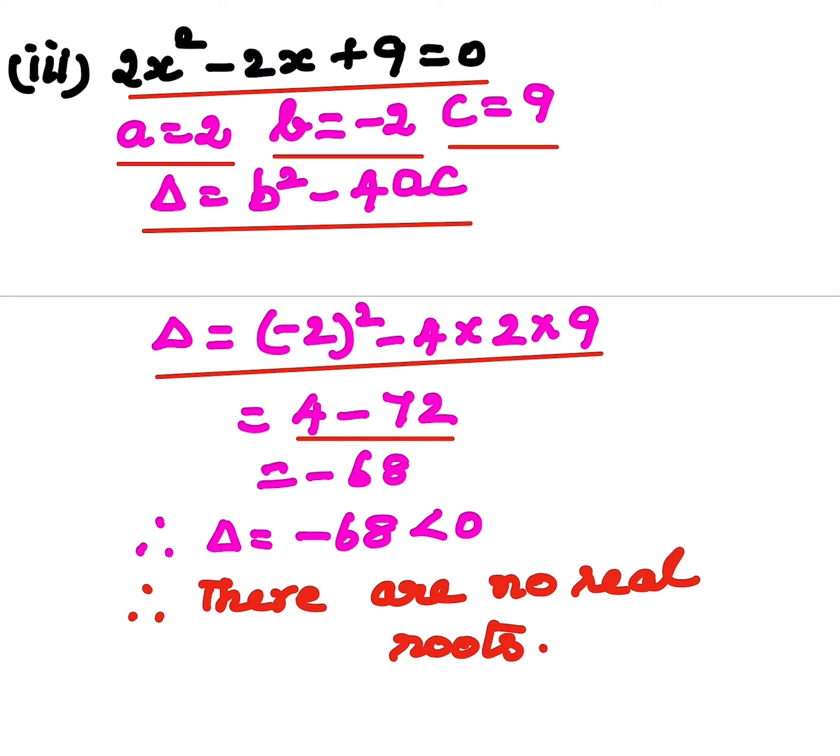So 4 minus 72. This is positive and this is negative, so we subtract: 72 minus 4 is 68. The bigger number is 72 and the sign is minus, so the answer is minus 68. Delta is equal to minus 68, which is negative and so less than 0. Therefore the roots are not real. There are no real roots for this quadratic equation.